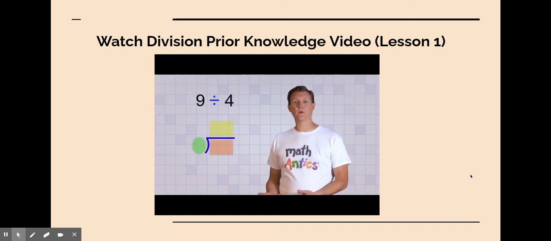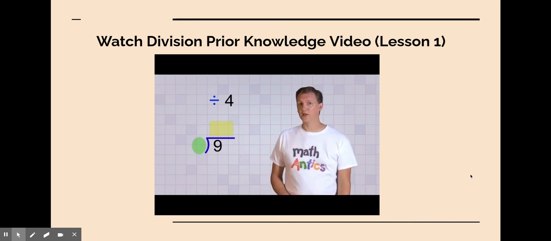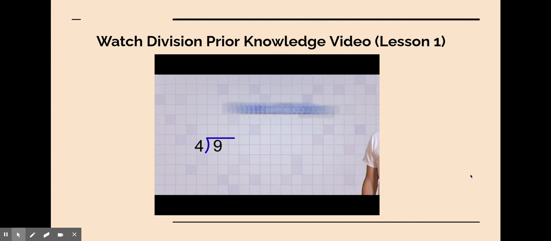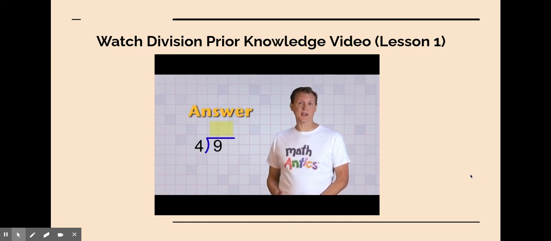If you have 9 divided by 4 like this, you put the 9 down here, that's the number we're dividing up, and you put the 4 out here, that's the number we're dividing by. And you're ready to start the next step of the procedure. The next step is the most important step, because it's where you figure out the answer.